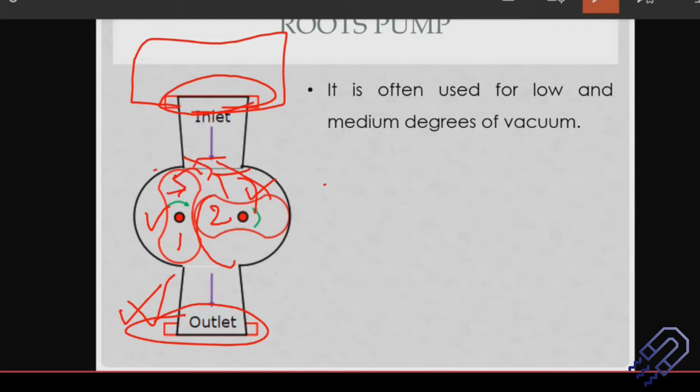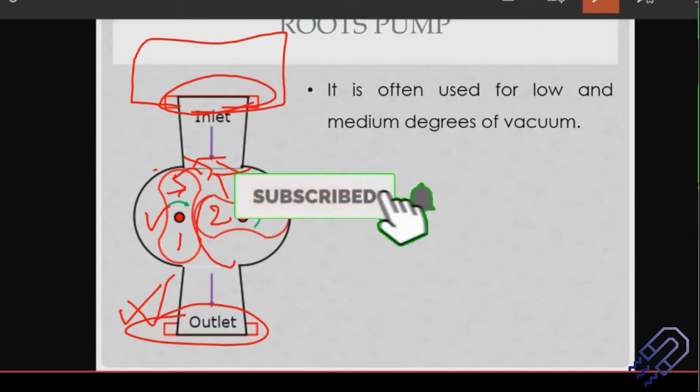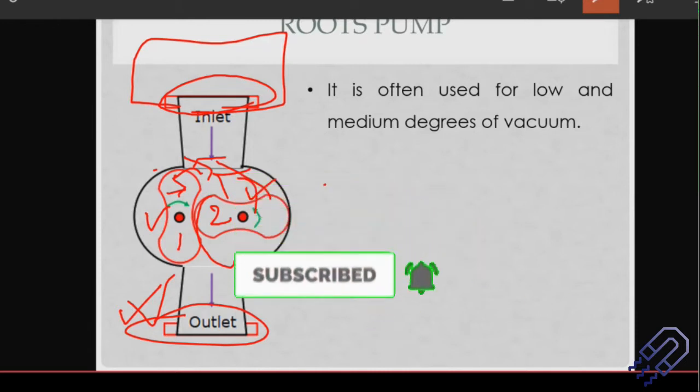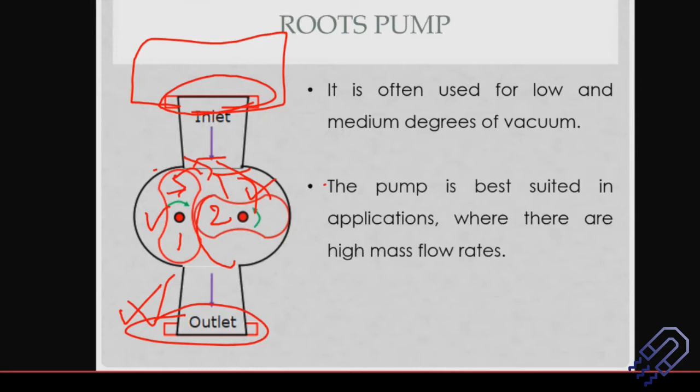Okay, but this is not creating a very high vacuum because there is restriction on how fast the lobe should move and so on. So it is often used for low and medium degrees of vacuum, and this is relatively cheaper compared to the high-end vacuum pumps. The pump is best suited in applications where there are high mass flow rates.